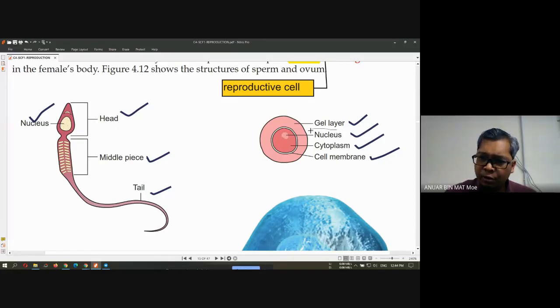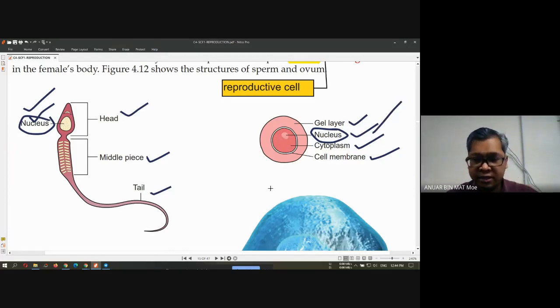And also, if you see here, the nucleus will keep the genetic information from the women or from the girls. Inside the nucleus is the DNA that stores all the genetic information about the girl. We put the information we store inside the nucleus. If you see both gametes, sperm and ovum both have a nucleus. It is the place where all the genetic information about the person is stored, right?